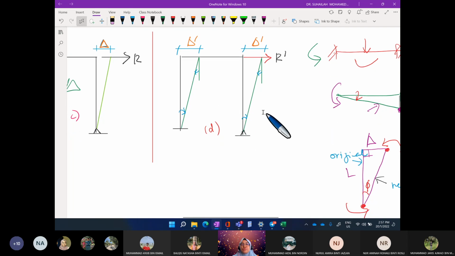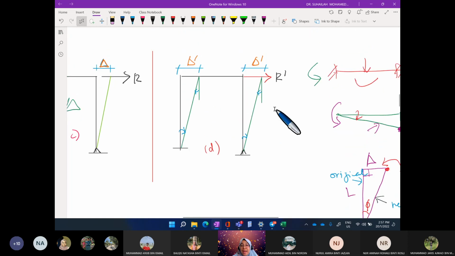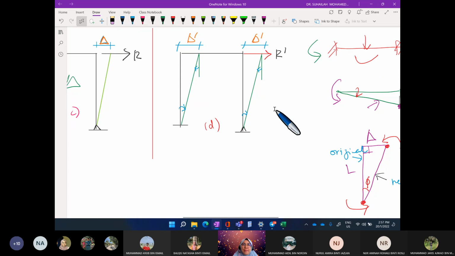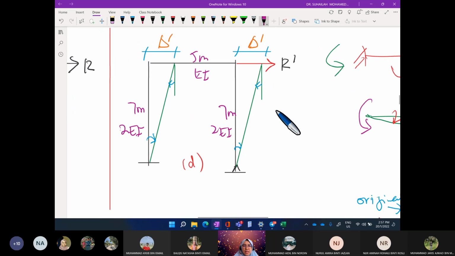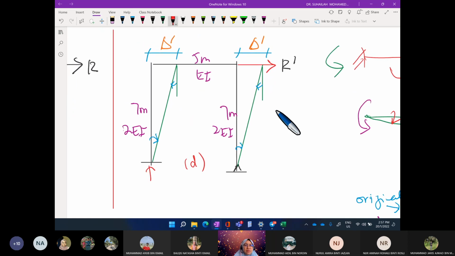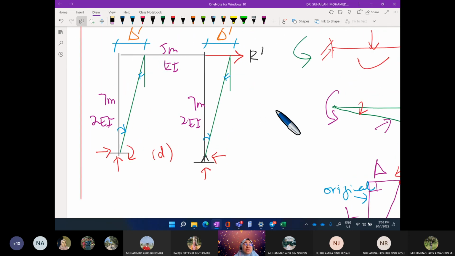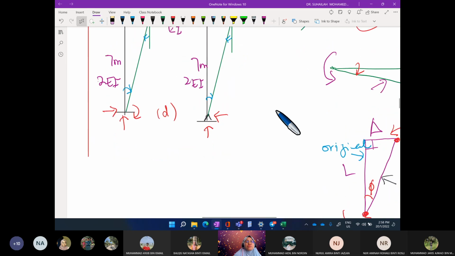Okay, so the first thing to do is we have to assume FEM. Now we want to focus on diagram D. So this is 7 meter. This is 5 meter. This is 7 meter. And for column, it is 2 EI. This is 2 EI. And this is EI. So we focus on this diagram. In this diagram, this is fixed end, this is pin, like this. So this is actually the diagram that we will analyze for table number 2.